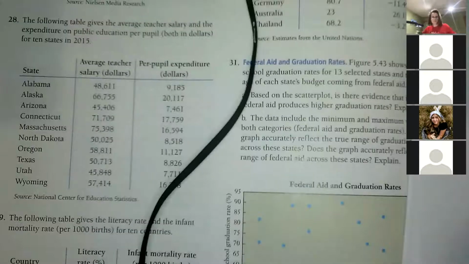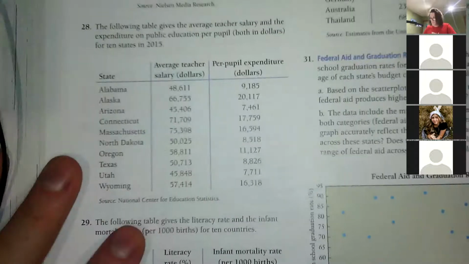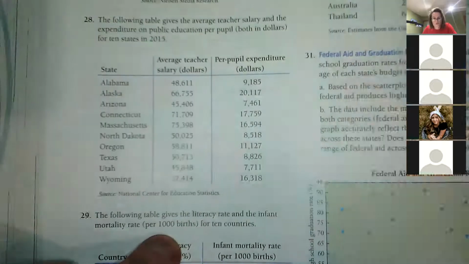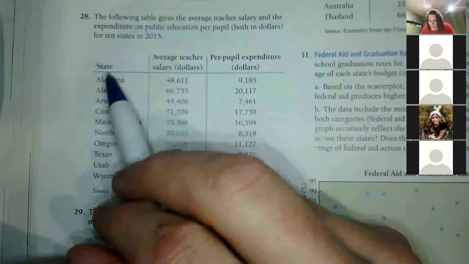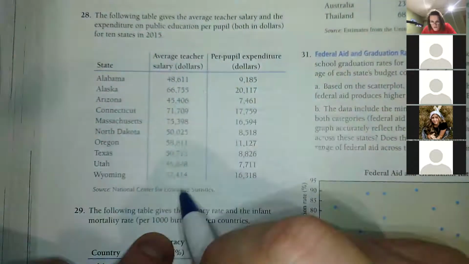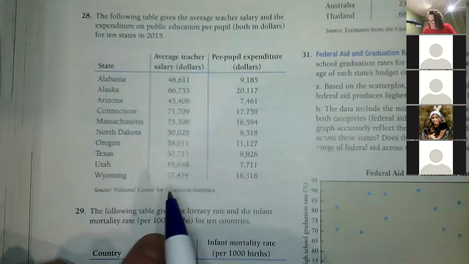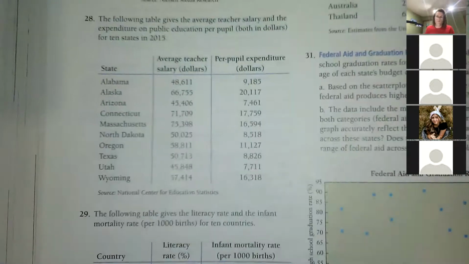Let me get some data. I have this old textbook that has some good examples. Let's see if I can do this. Move this over here, make things fit without falling off my desk. Alrighty, so we have this chart here. What we have is states, their average teacher salary, and pupil expenditure in dollars. So what we're going to do is just plot them.